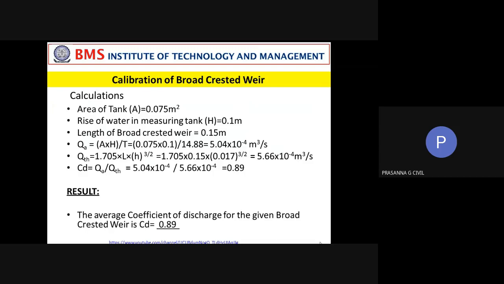So if we have 4 values for the various discharge openings, then we will be able to calculate 4 different CDs, and the average of all the four can be entered as the result.